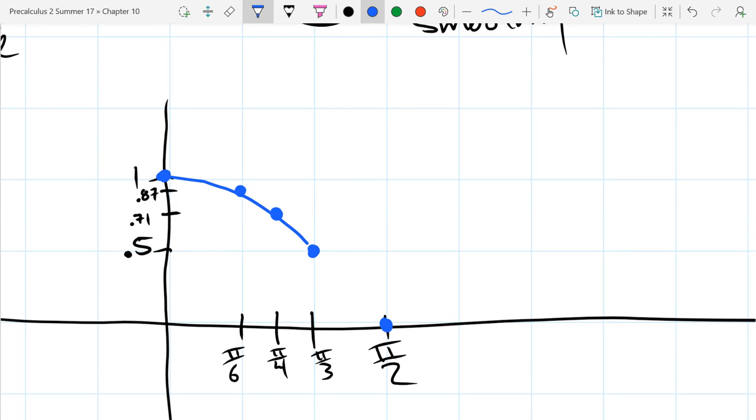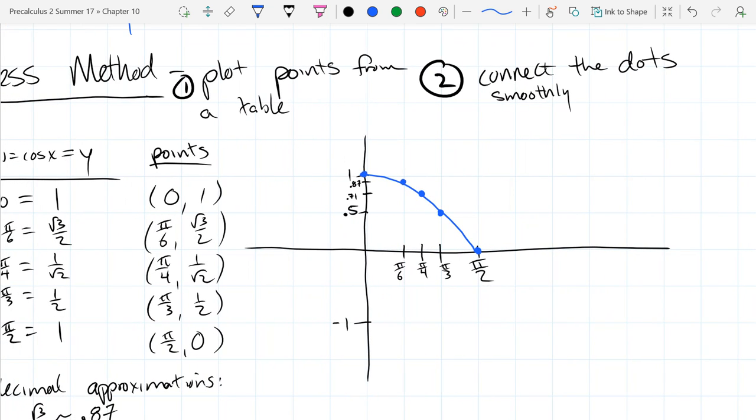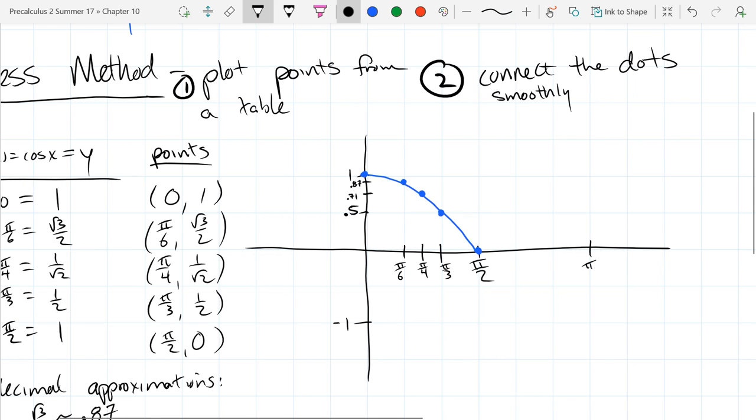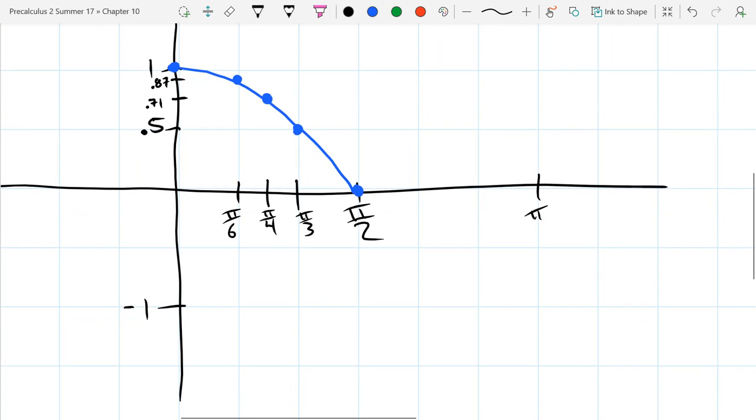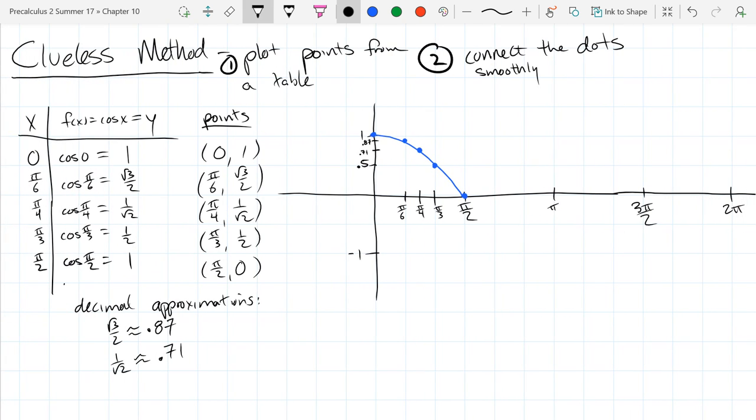So here we go. That's pretty good right there. That'll work. All right, so there's our graph from 0 to pi over 2. Now, of course, I can keep going past pi over 2, out to pi. So spacing things out carefully, there is pi or 2 pi over 2. And we're going to go all the way for one full period. 3 pi over 2, 2 pi.